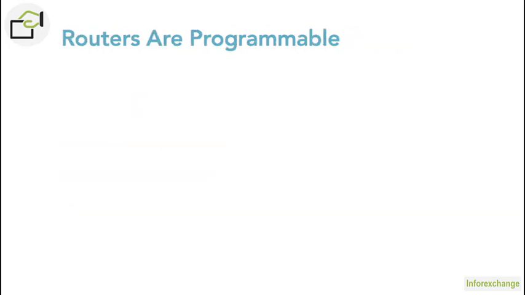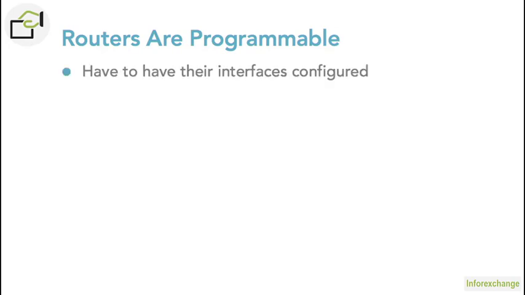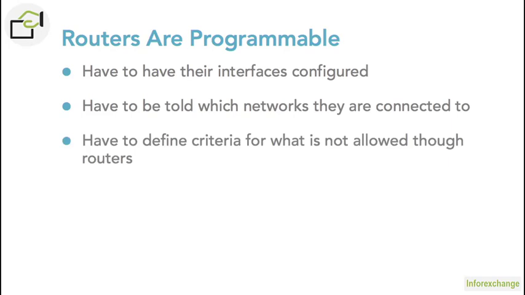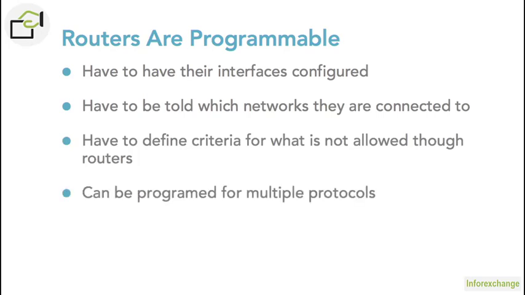Routers are also programmable just like switches are. Some of the things you can program into routers is their interface configuration. Another thing you can program into routers is you can tell them which networks they're connected to. You can also use programming to define for the router what type of information or what type of packet is allowed through a router and what type of packet is not allowed through a router. Finally, you can also program multiple protocols into a router, thereby making the router more flexible.